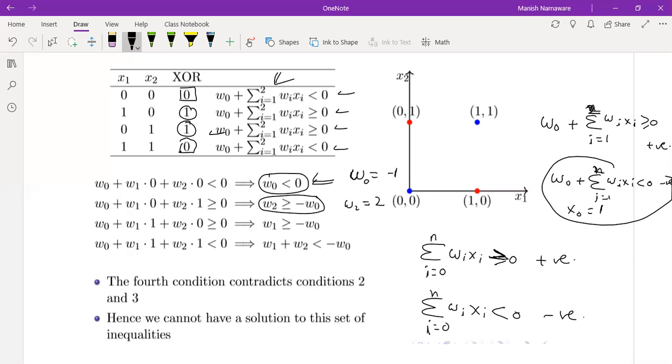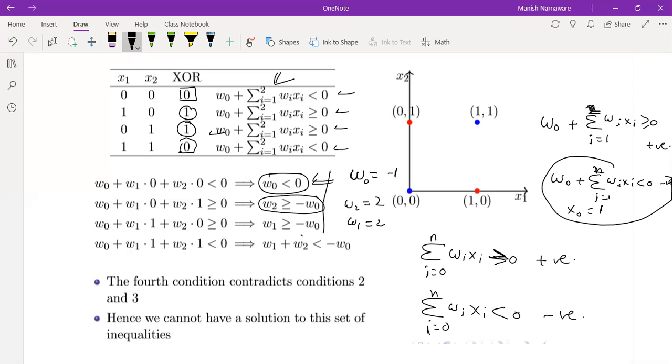Then the third condition is that w1 again should be greater than or equal to minus w0. We have considered w0 as minus 1, so we will take w1 as 2. Again, 2 is greater than minus of minus 1. So three conditions are satisfied.